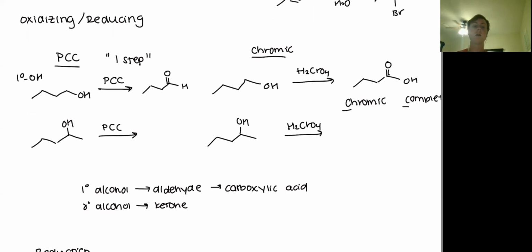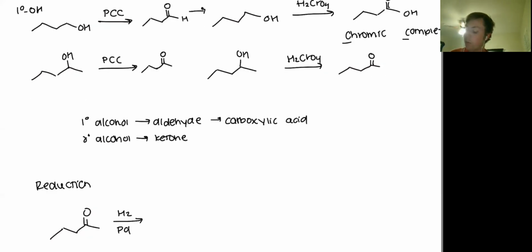But with secondary alcohols, if we oxidize one step, it will oxidize all that it can, and that will just oxidize it to the ketone. So if we have this same secondary alcohol, whether we expose it to PCC or chromic acid, it will have the same final result, because again, we can't oxidize this any further. Whereas with this, we could oxidize it further. So this may help.